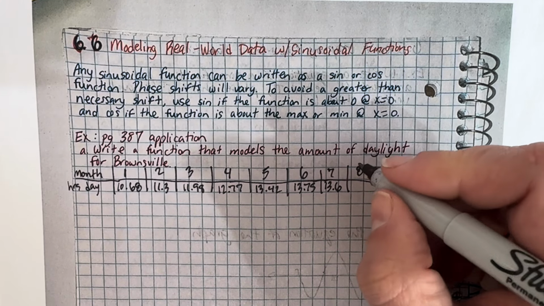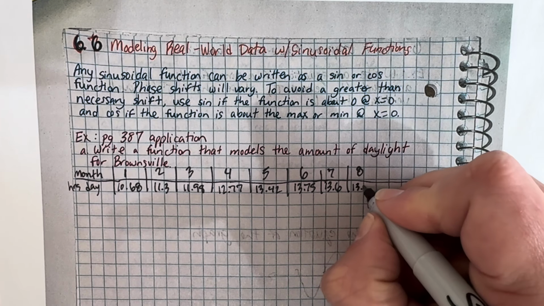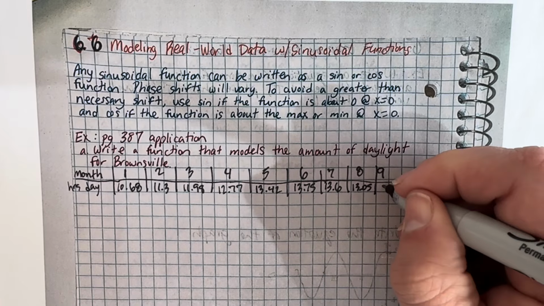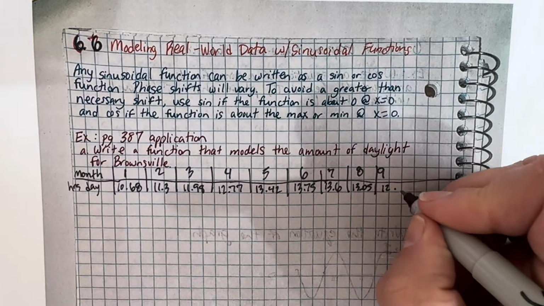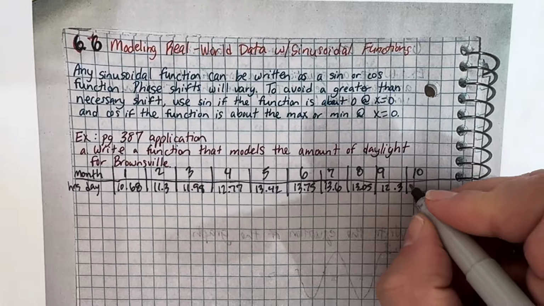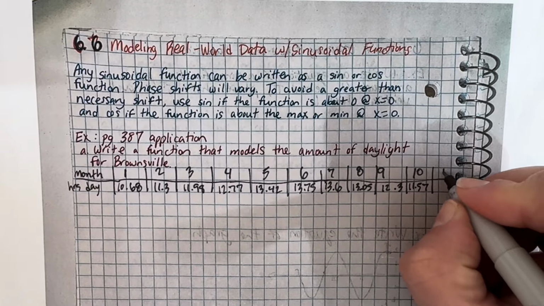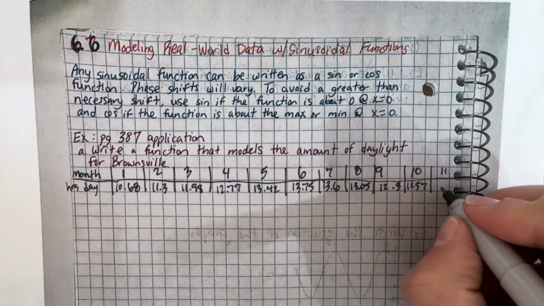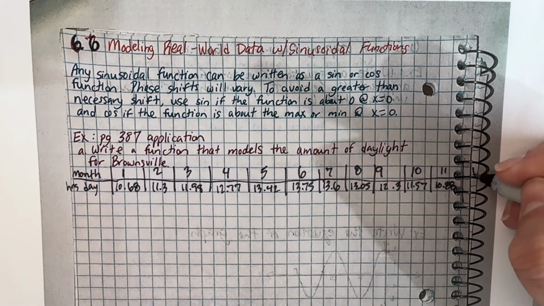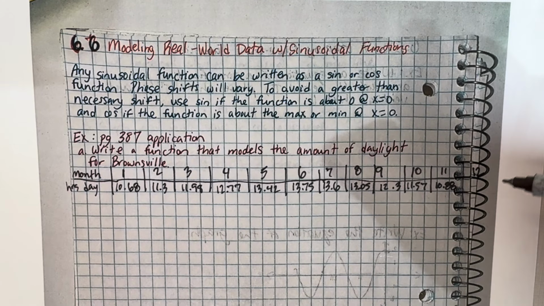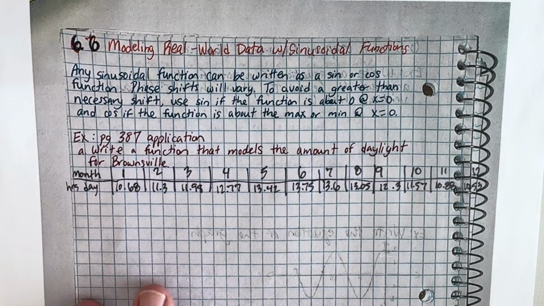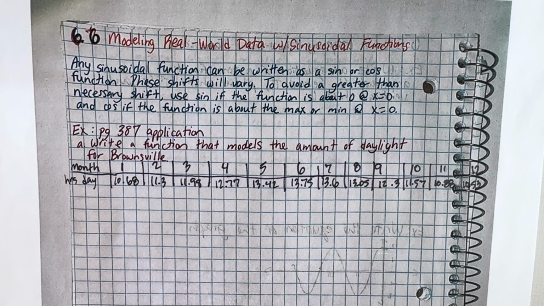8, 13.05. 9, 12.3. 10, 11.57. 11, 10.88. And then 12 over here is 10.53. All right, so these are the values here for this.